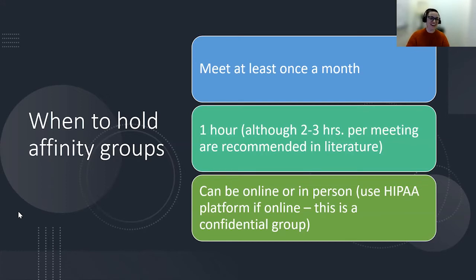Very quickly. This slide says when to hold affinity groups, and it has 3 different colored bars. The first one says meet at least once a month. The second one says meet for at least 1 hour, although 2 to 3 hours per meeting is what's recommended. And I can tell you, as someone who has been meeting for 1 hour every month for a couple of years now, 1 hour is never enough time. So if you can carve out a little more, highly recommend it. And the third block says it can be online or in person. If you're going to be online, make sure to use a HIPAA platform. I think that as Drexel employees, we all have access to the HIPAA Zoom account because, again, this is a confidential group.